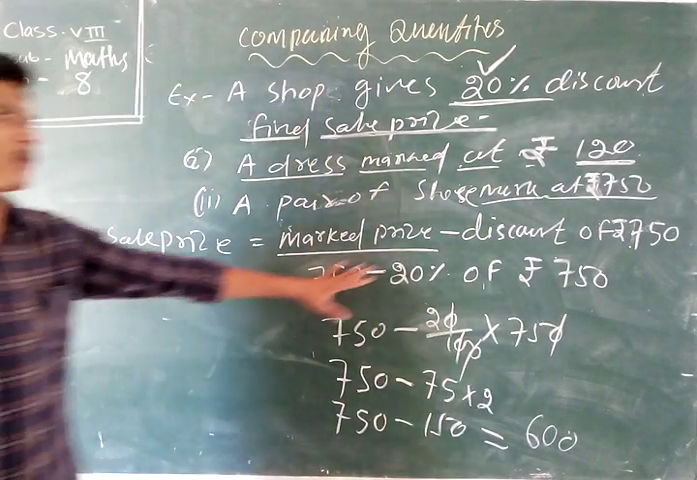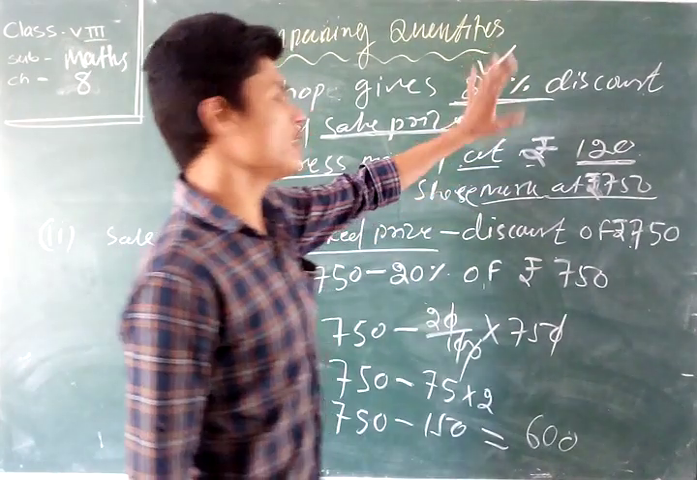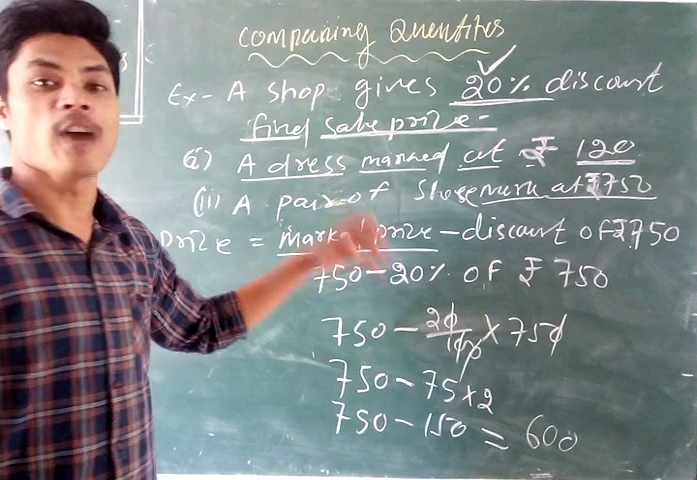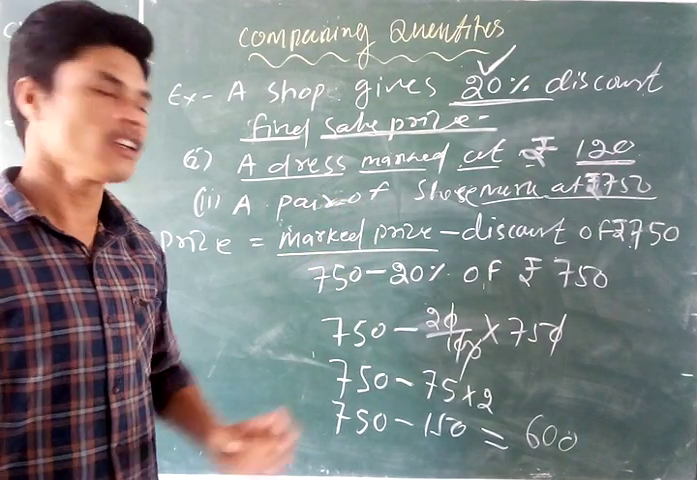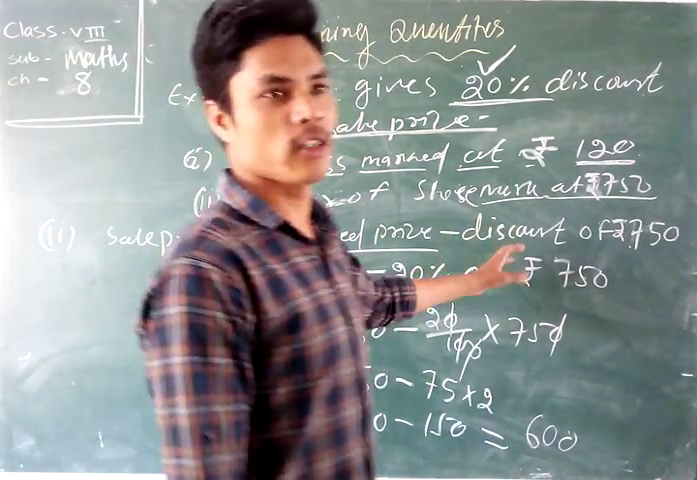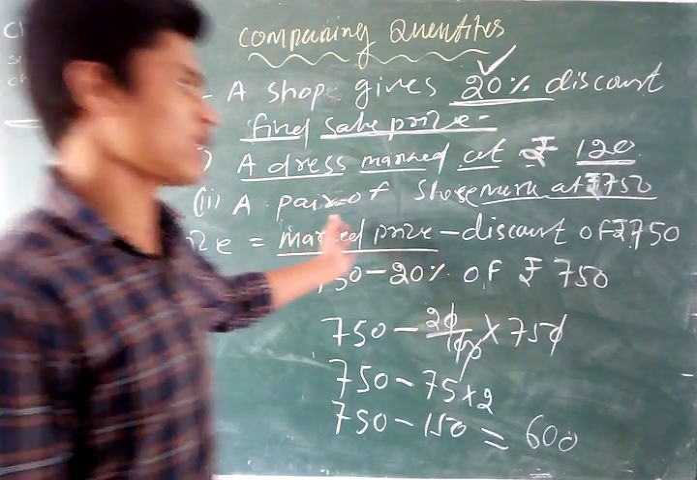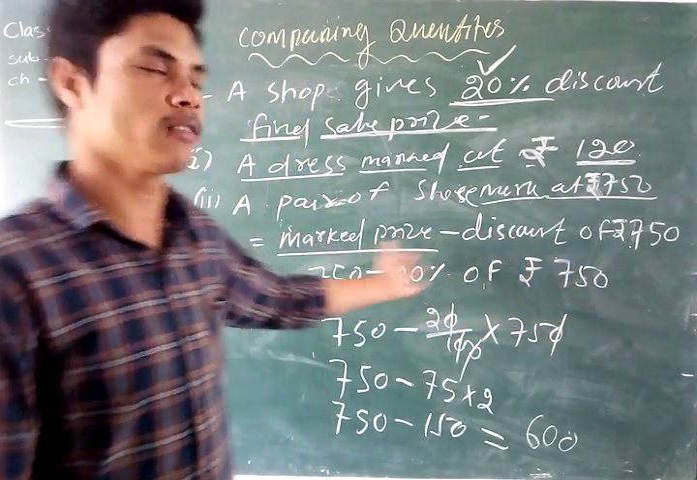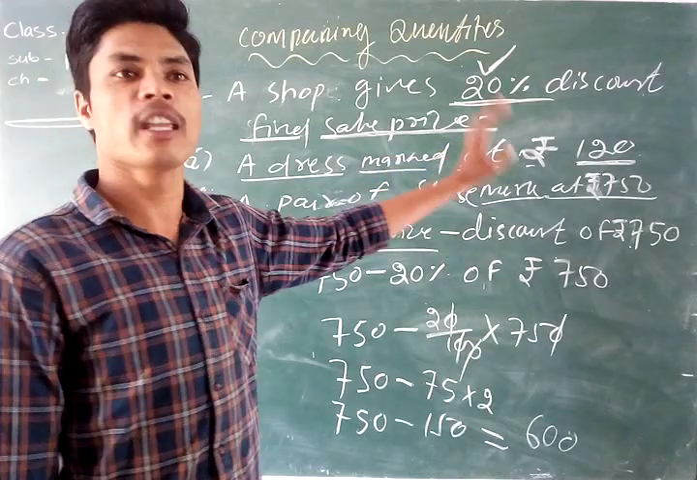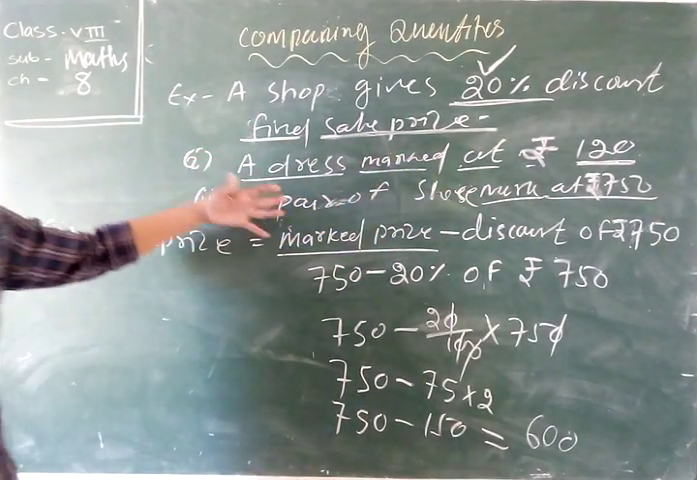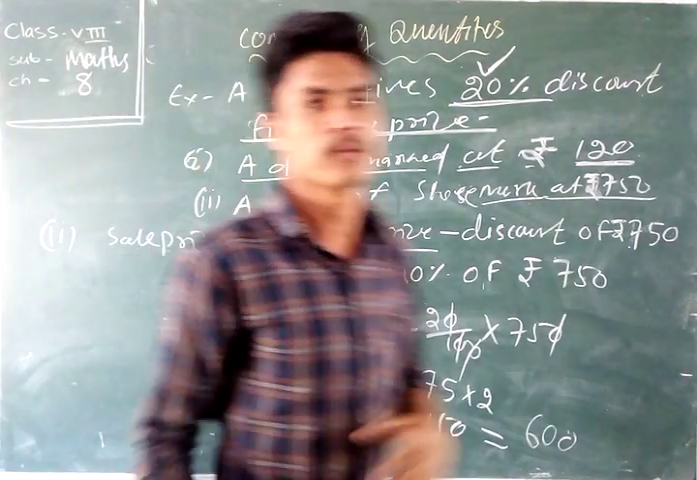600. Okay. This is how you find the sell price if any shopkeeper gives you a discount. Then you can easily find how much you pay the shopkeeper to purchase things. It is very important in your day-to-day life, because everywhere, shopkeepers sell their things at a discount to attract their consumers.